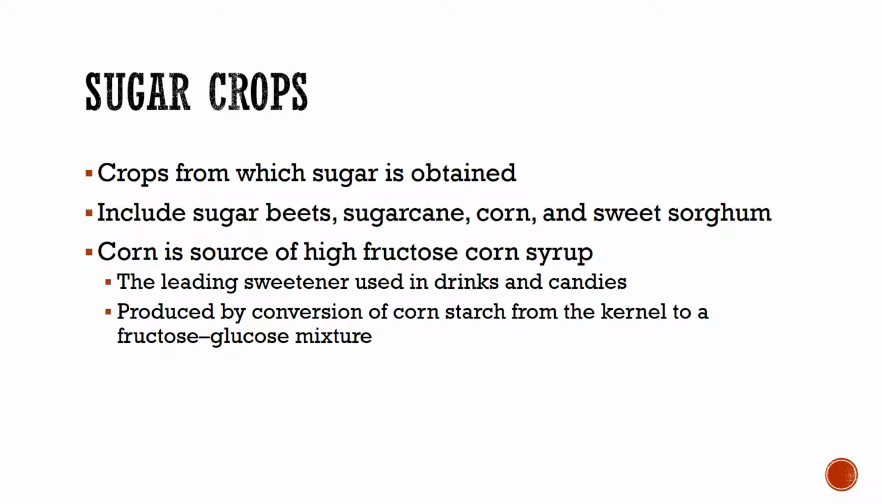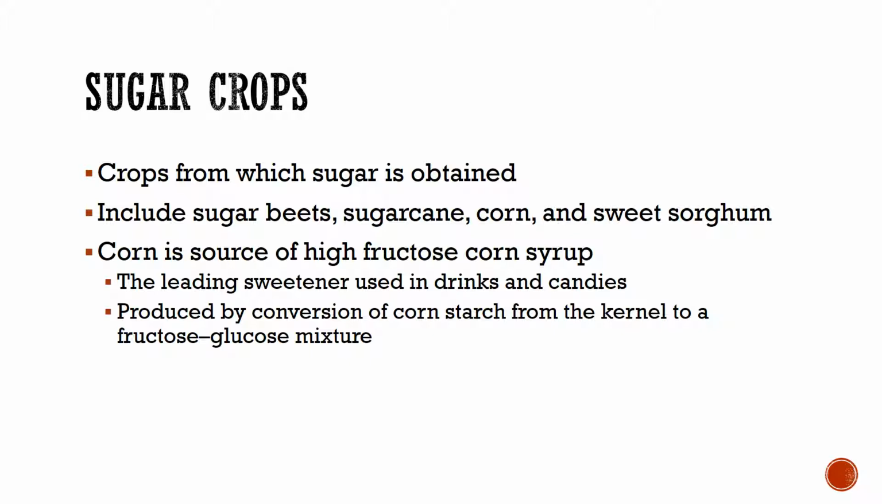And then we look at the conversion of cornstarch from a kernel into a fructose and glucose mixture, which then gets involved with a lot of things with your body and how it's going to convert that energy to a fat, and if it's a good fat or a bad fat. So that's a lot of chemistry that we'll talk about in class and go over kind of the differences of that. But that's kind of what a sugar crop contains and what it is.